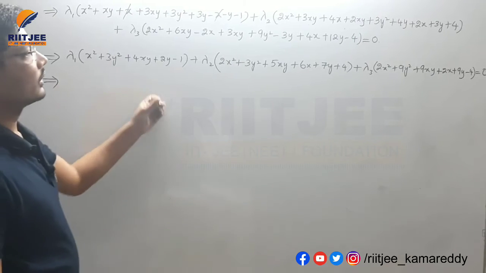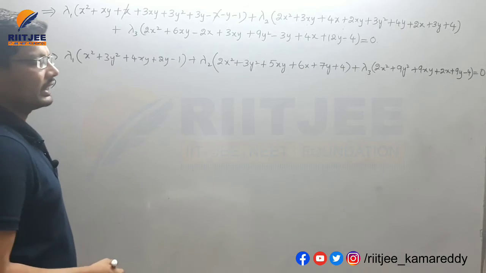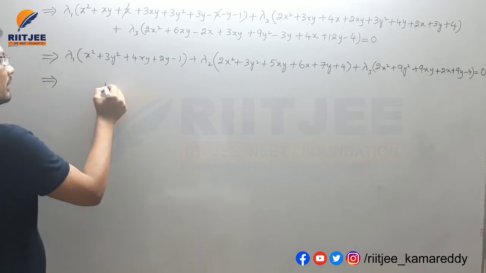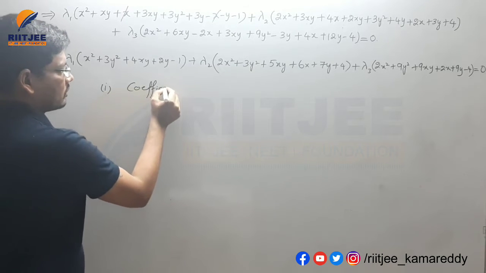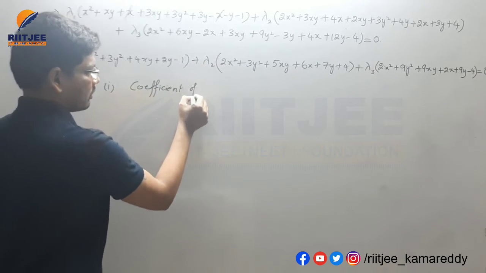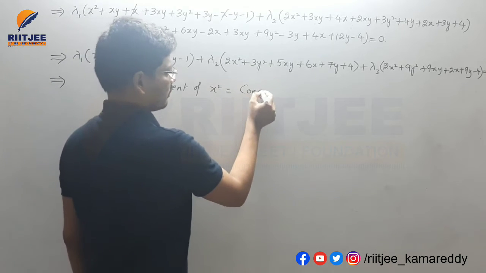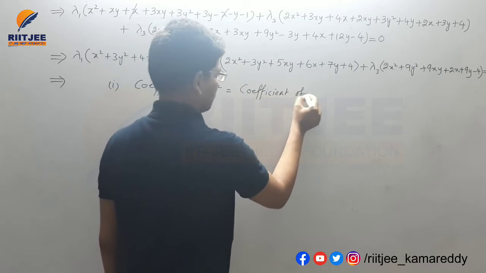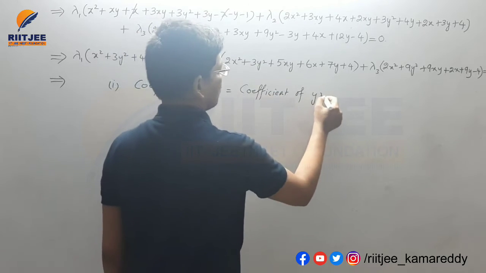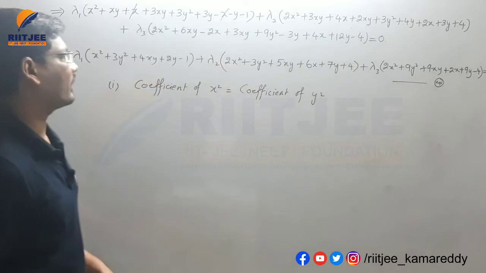And the final expression for this one, write the coefficient of x. We have two conditions. The condition number 1: coefficient of x square is equal to coefficient of y square. This is equation number 4 here I am taking, and coefficient of x square here.